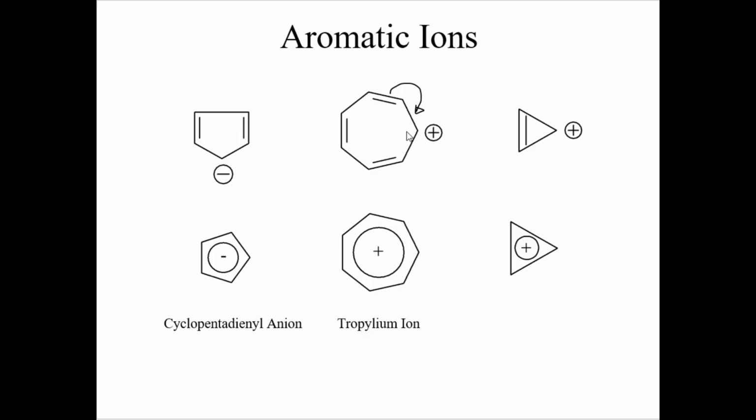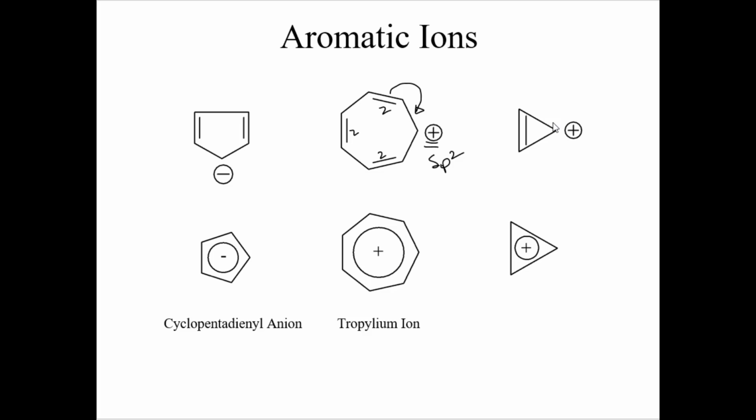But this tropylium ion, a carbocation, must be sp2 hybridized. So all these carbons in this 7-membered ring are sp2 hybridized, and we have 2, 4, 6 pi electrons. This would be an example of an aromatic carbocation, and it's called the tropylium ion. And because of the resonance structures you can draw, it usually has a circle in it.